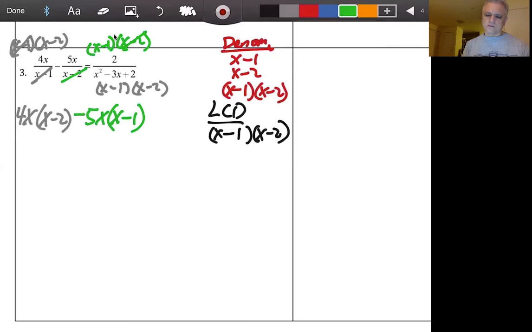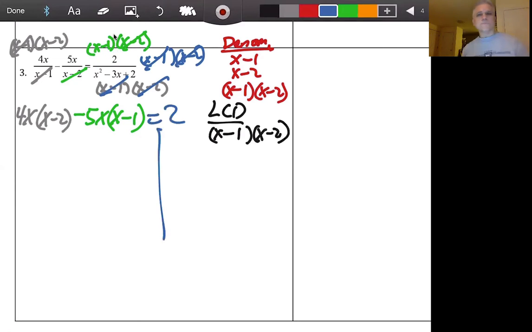Cool. And then finally, this last guy here, we're going to multiply by x minus 1 times x minus 2. The x minus 1s cancel. The x minus 2s cancel. Cancels the entire denominator out, which is lovely, leaving me with 2. Booyah. Okay, now we go back to little algebra 2.